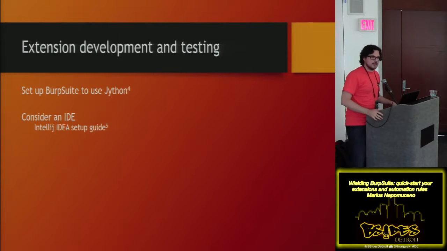Consider using an IDE. I set up IntelliJ IDEA Community Edition, so it's free. And I made a quick guide on how to set it up with Jython to develop your Jython extensions. You can save interface files from the API tab and save the actual interface files in your extension directory, and the IDE will be able to tell you what methods you have. So super useful. It gives you all the shortcuts and things like that.